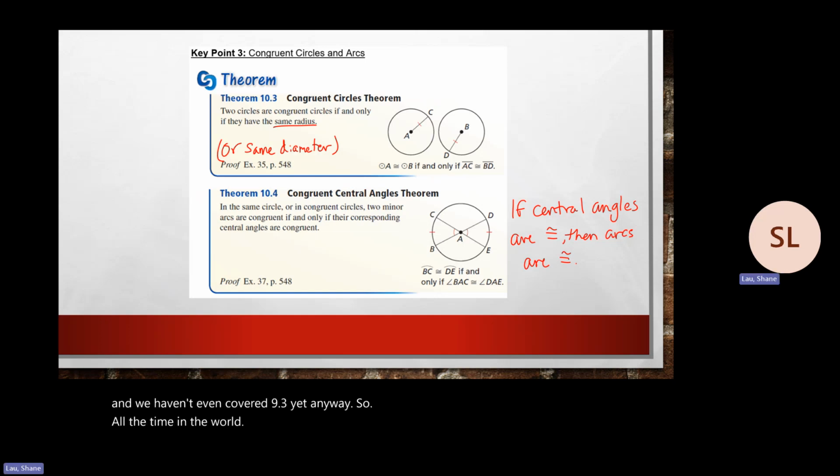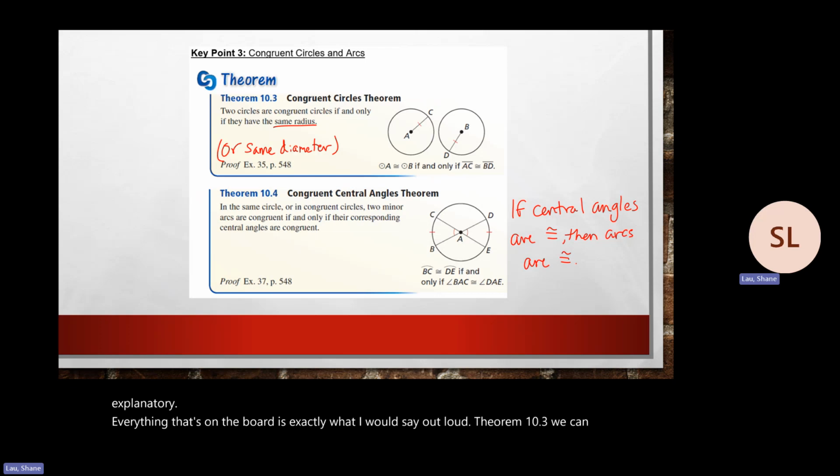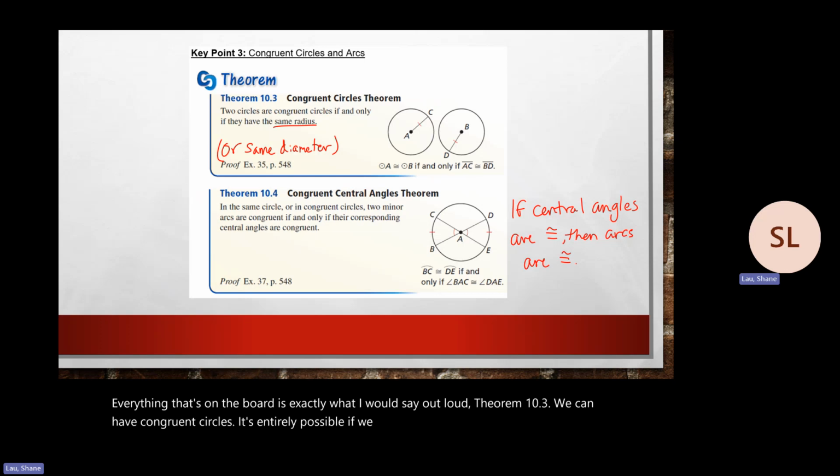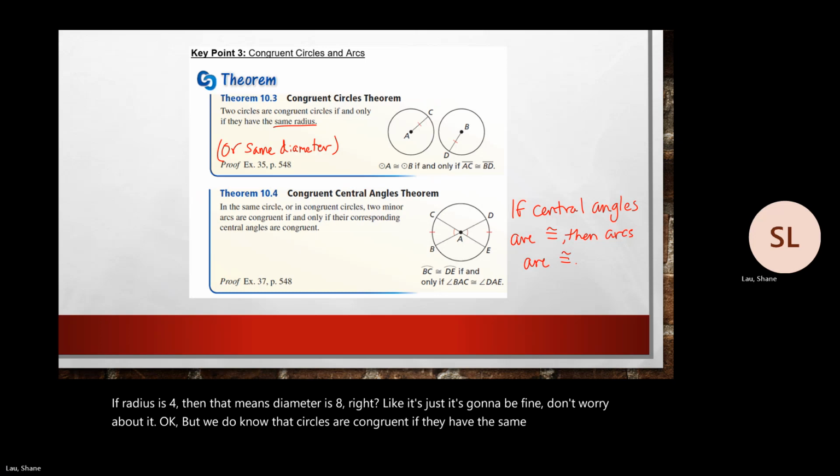Okay. So we have these two theorems here. These two theorems are actually pretty self-explanatory. Everything that's on the board is exactly what I would say out loud. Theorem 10.3, we can have congruent circles. It's entirely possible if we have the same radius or the same diameter, but realize that they're kind of one and the same in the sense of if radius is 4, then that means diameter is 8. It's going to be fine. Don't worry about it. But we do know that circles are congruent if they have the same radius or diameter. But realize you can find both of them.